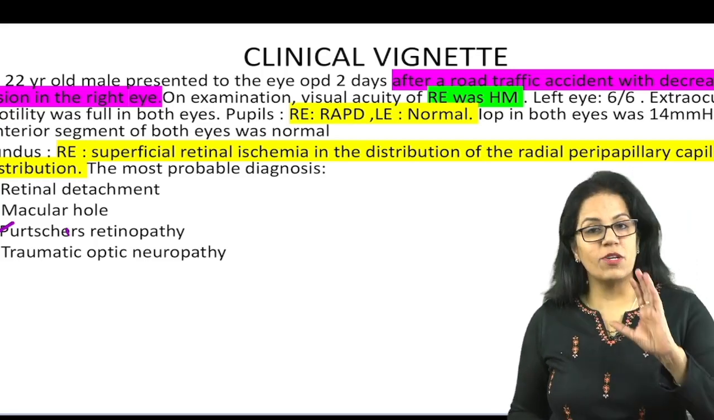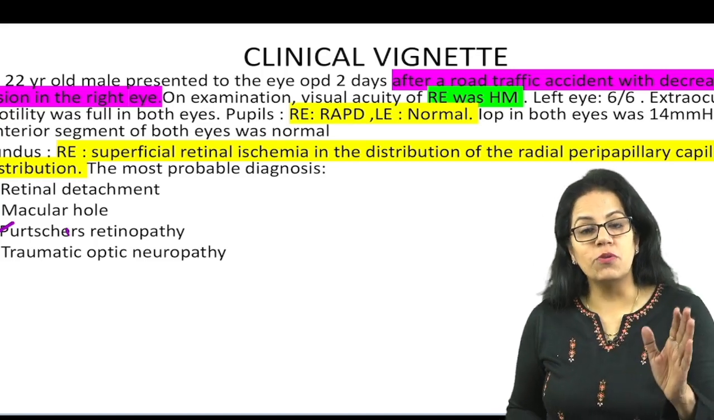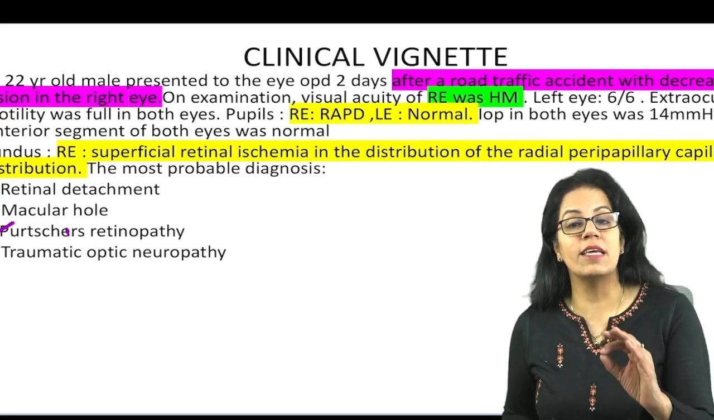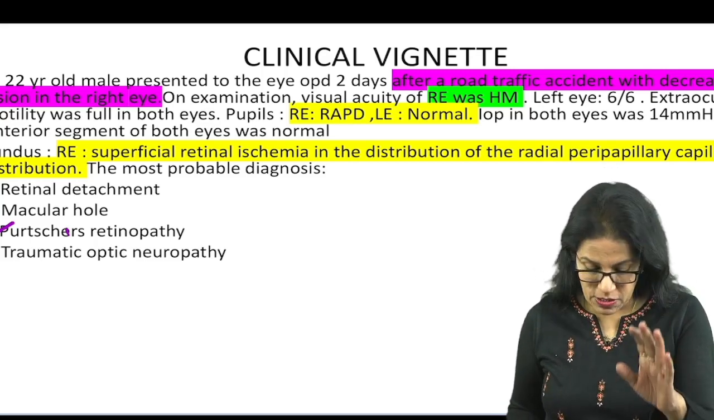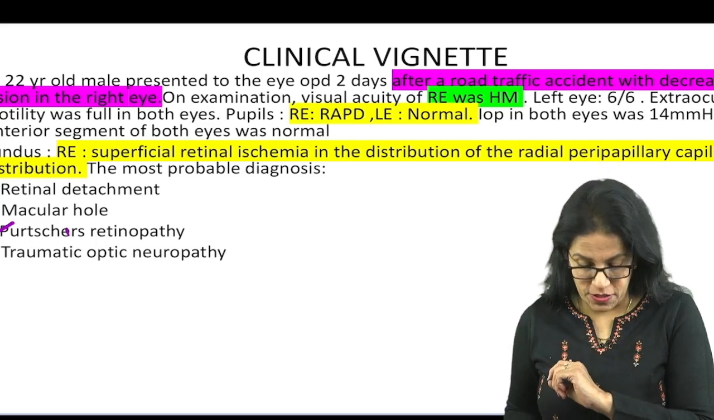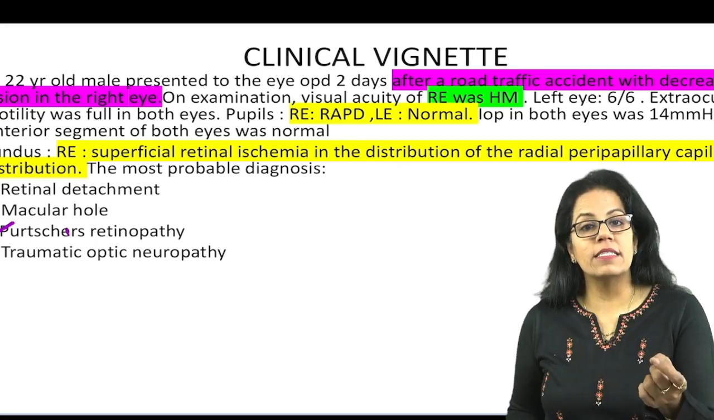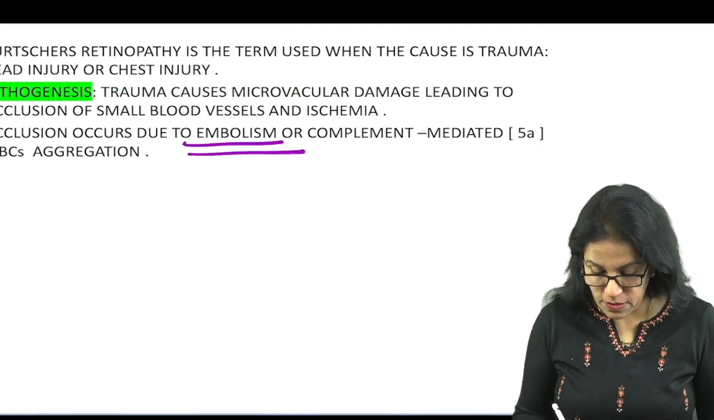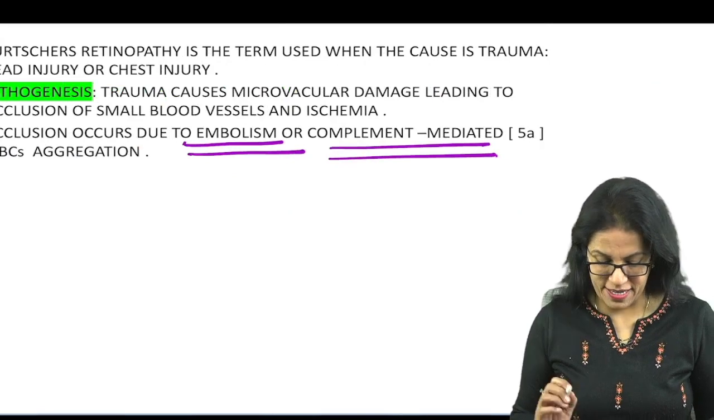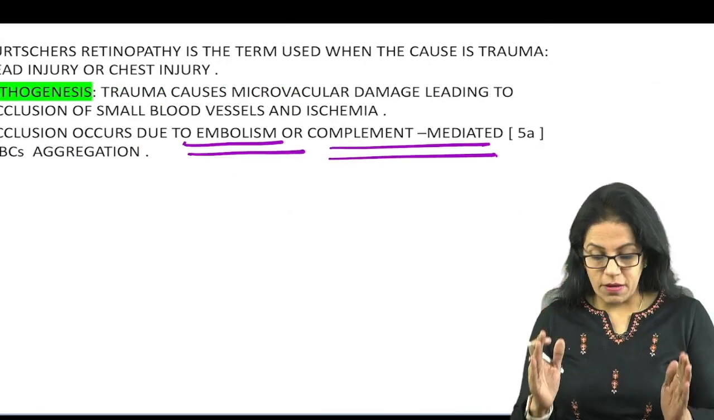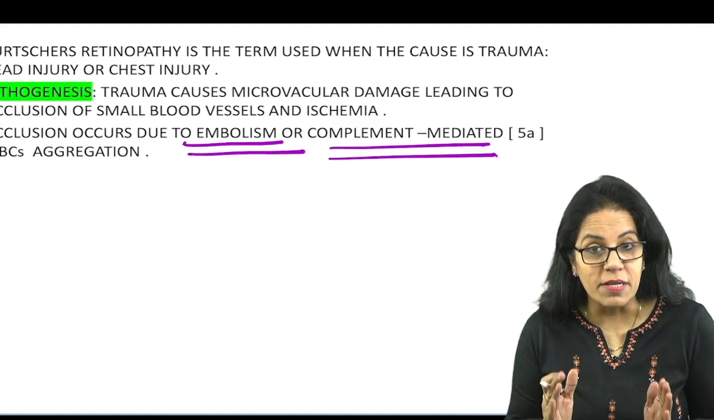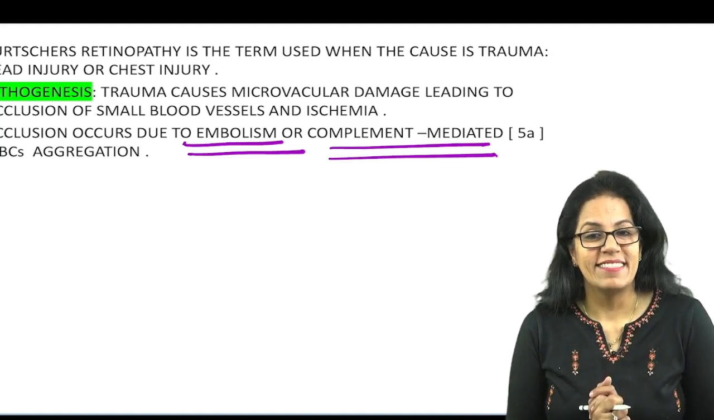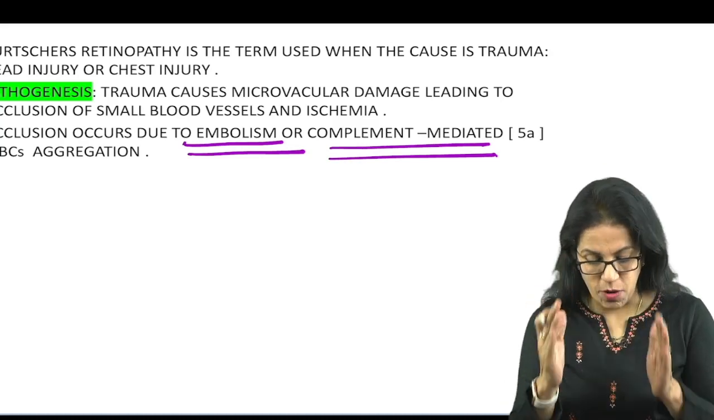So let's see what Purtscher's retinopathy is. Due to trauma, what is happening? There's occlusion of the capillaries that is causing ischemia to the retina. When there is ischemia, it causes that drop of vision, right? So why is there ischemia? Where is the blockage? Why is it happening? This occlusion could either be due to embolism or it could be complement mediated. It is mainly the trauma which is causing the microvascular damage, and that is leading to occlusion and ischemia. So Purtscher's is always after a trauma. Then we call it Purtscher's.